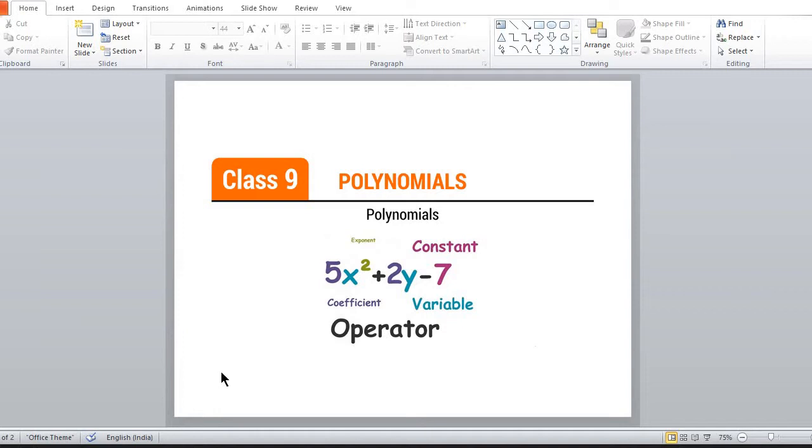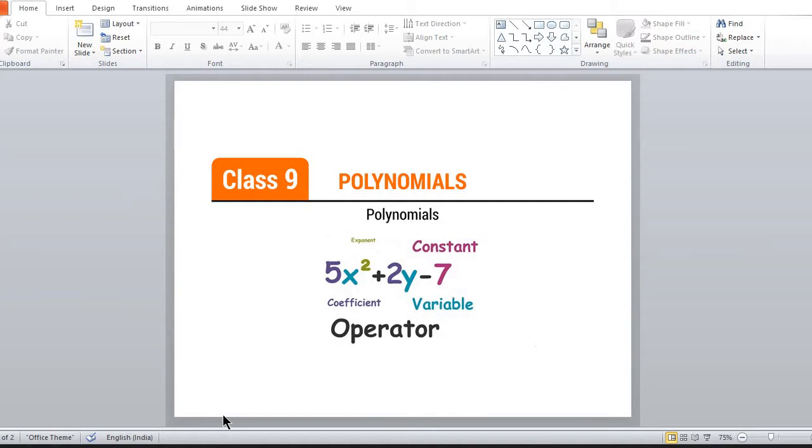So, again, we are studying polynomials. In the last class, we studied all these things. Today, we'll learn about the factorization of polynomials. Remember the factor theorem we have studied. Now, it's time to study factorization.